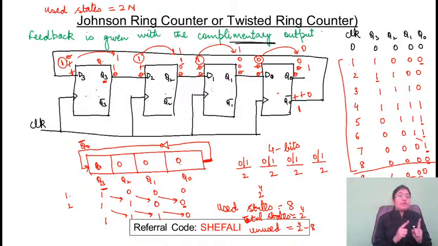Right? In the previous case, in the basic ring counter, the number of used states was n. In the case of the Johnson ring counter, used states are 2 raised to power n. So the unused states will be 2 raised to power n. These are the total states.